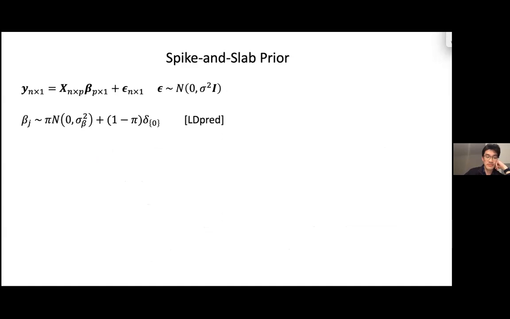So there is much work trying to design a more flexible prior so that the polygenic model is more adaptive to varying genetic architectures. One idea is that, in contrast to using a single normal distribution as the prior, we can use a mixture of two or more distributions. For example, one pioneering approach in this field, LDpred, uses this spike and slab prior, which assumes that a fraction of the SNPs are null, so they have no effect on the phenotype, while the rest of the SNPs are causal SNPs and their effect sizes follow a normal distribution.